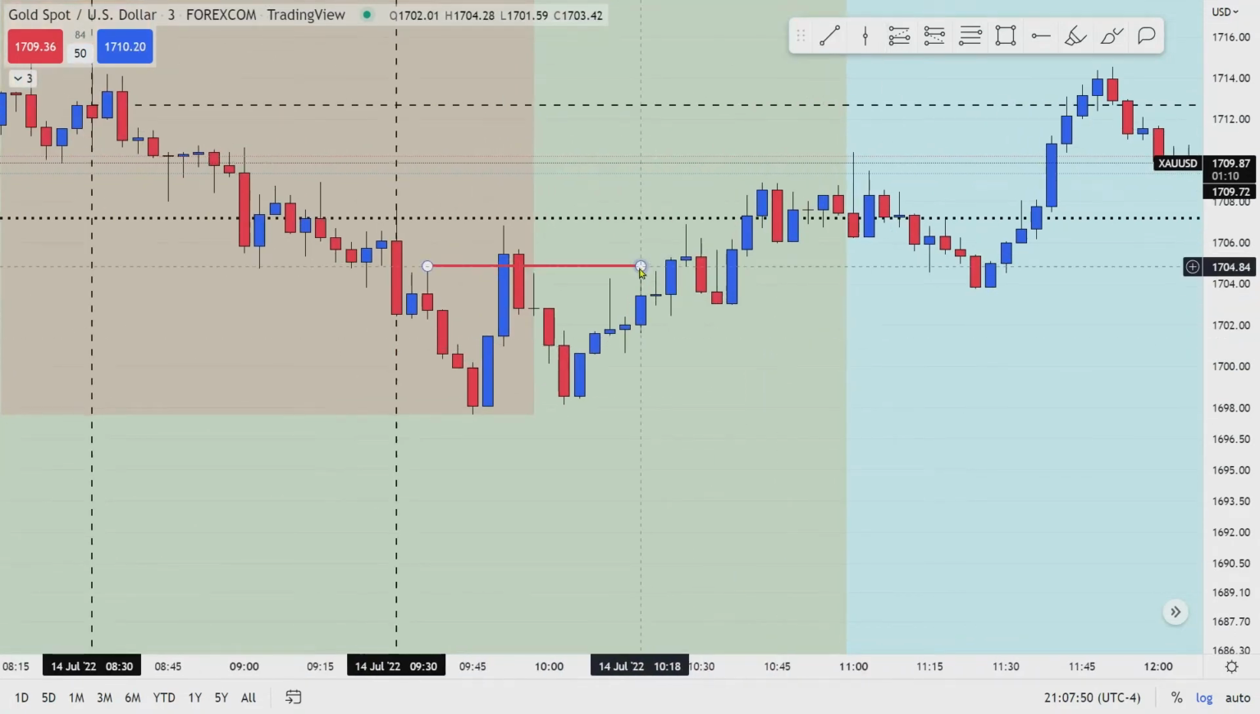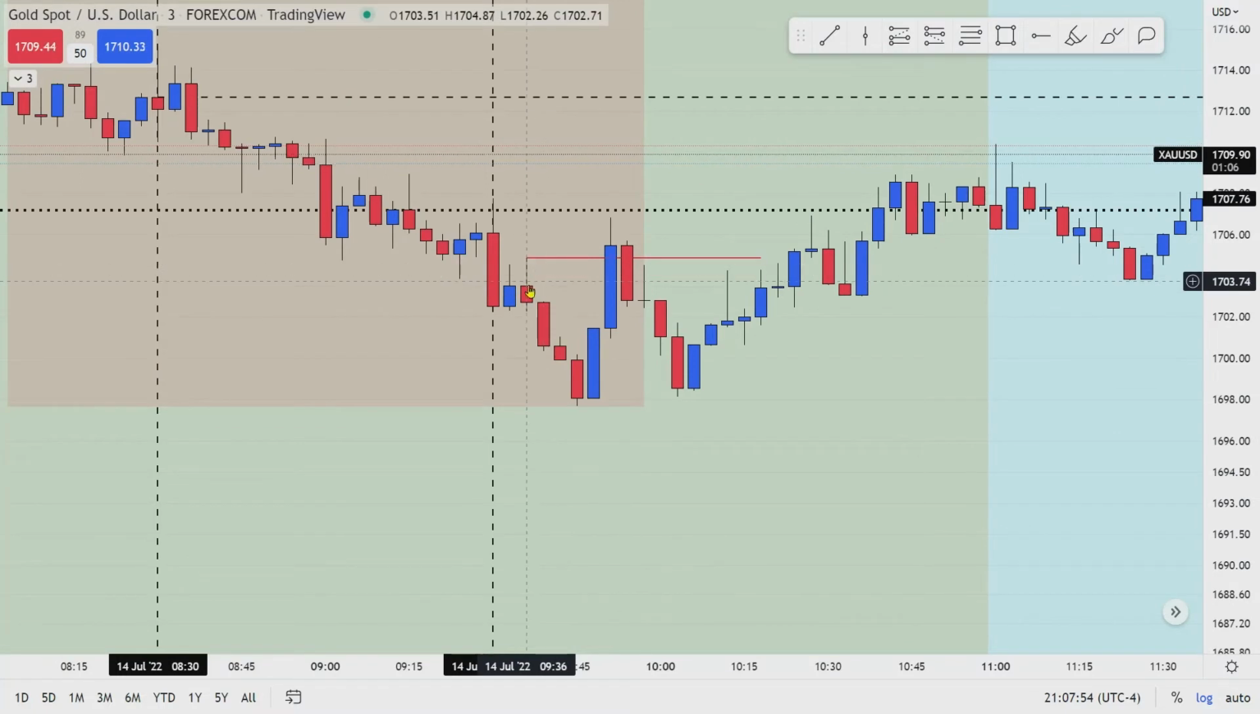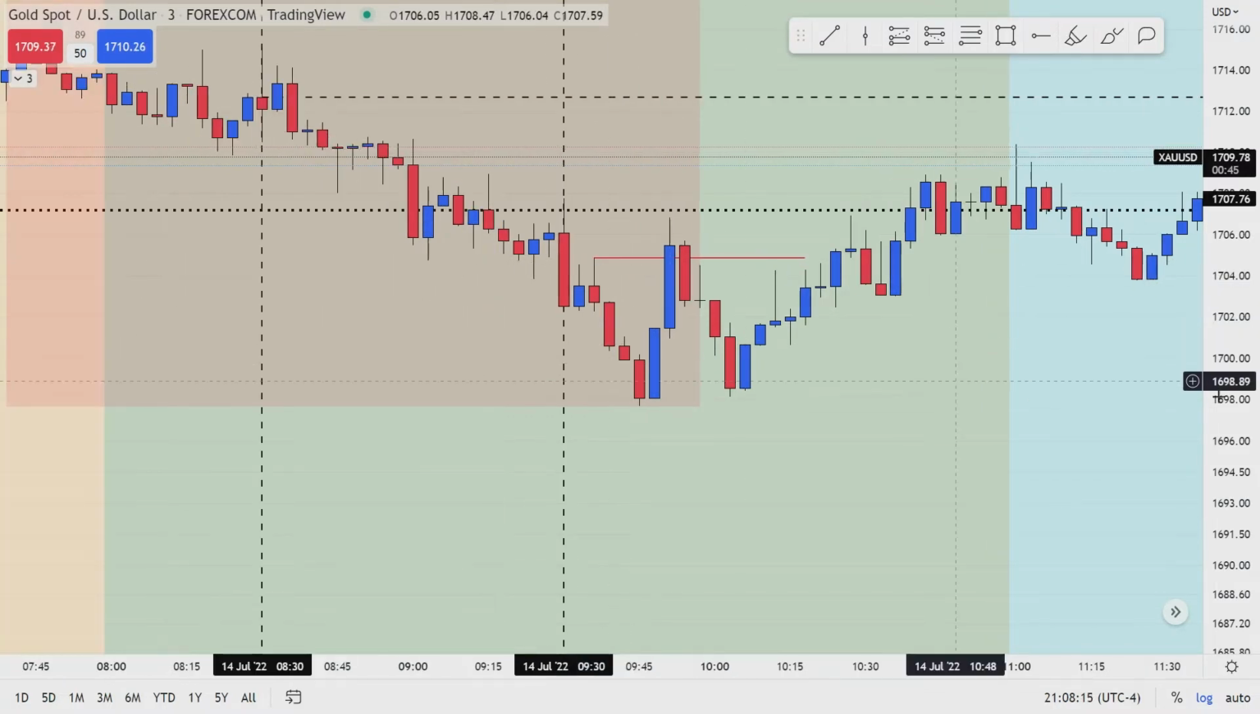We had this high right here. Well, this lower high, price came down and it broke above this lower high. And this candle shifted structure. Now, the second thing I was looking for is for a fair value gap within that shift of structure.